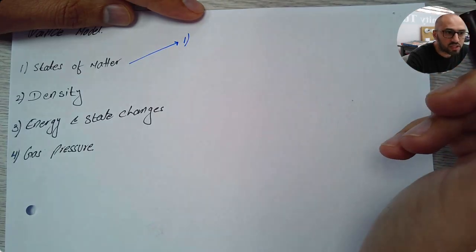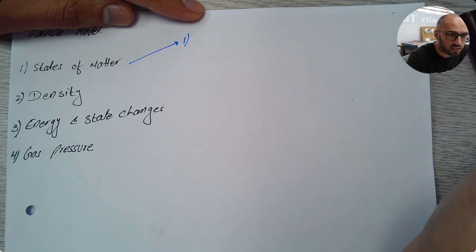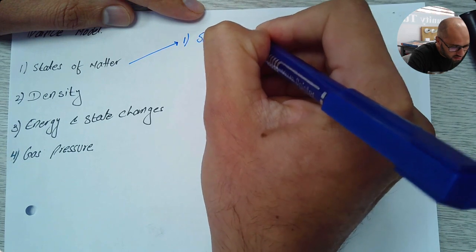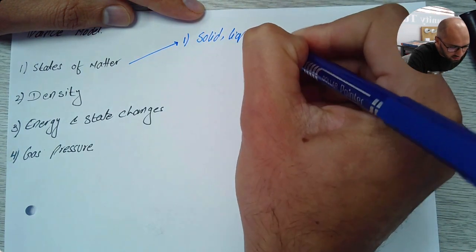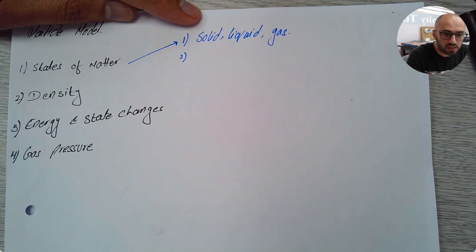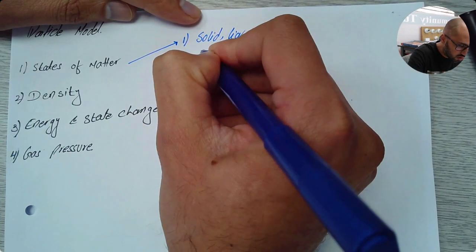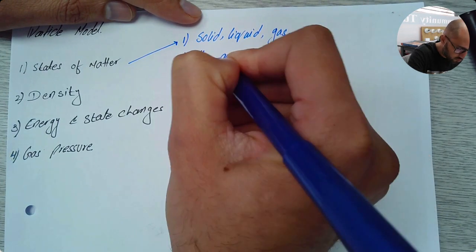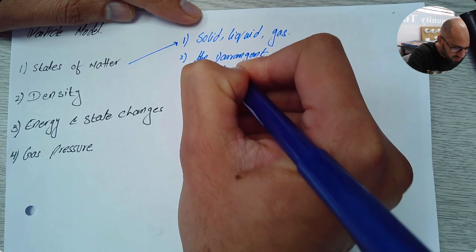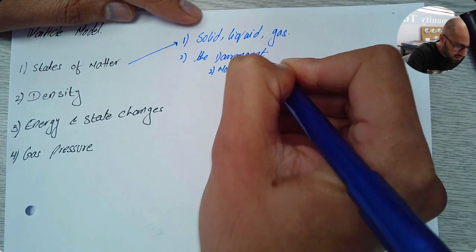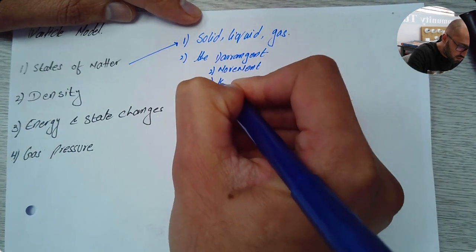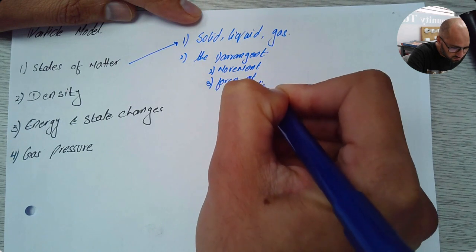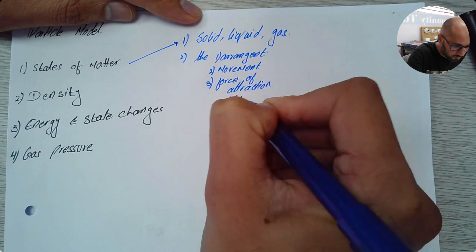subtopics. From states of matter, you need to know that there are three states of matter: solid, liquid, and gas. For each of these states, you will need to know the arrangement, number one. Number two, movement. Number three, force of attraction between particles.